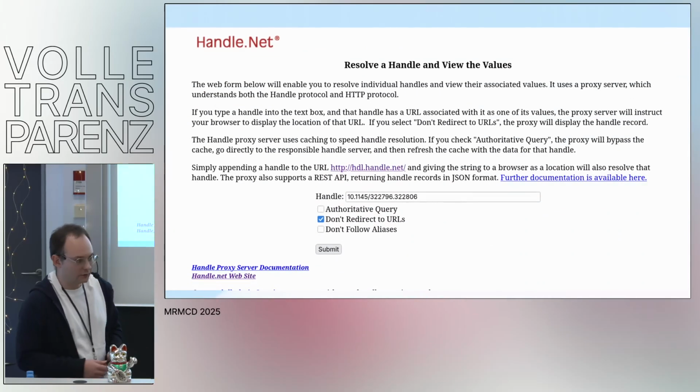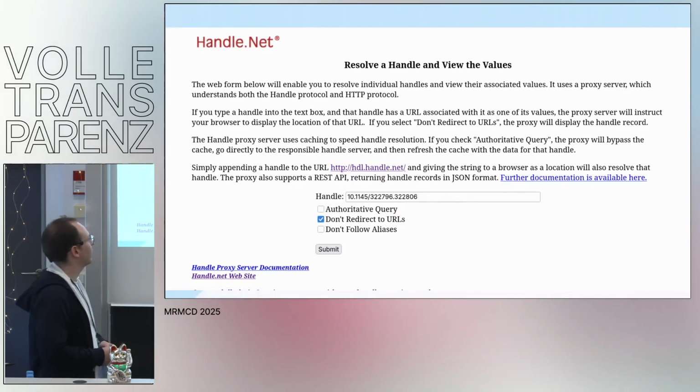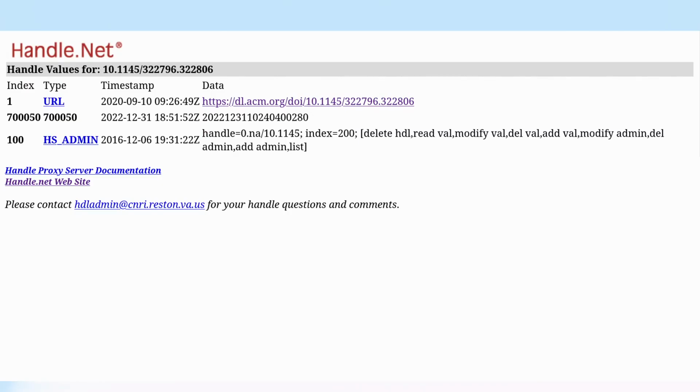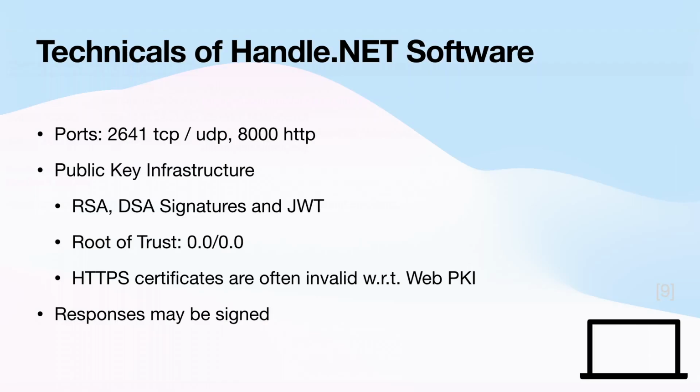This is what the software looks like. It has an HTTP interface. It's just an HTTP form. You can enter in handles, and then you can look at the technical data behind it. This is, for example, what it looks like. There are multiple record types. For example, URL, it's just the landing page of the ACM, and a couple of other technical identifiers. But that's really about it.